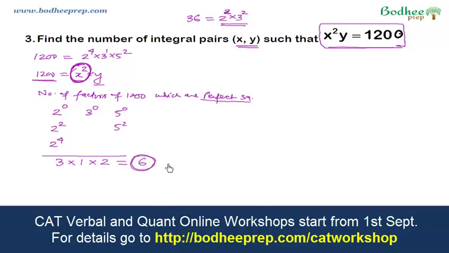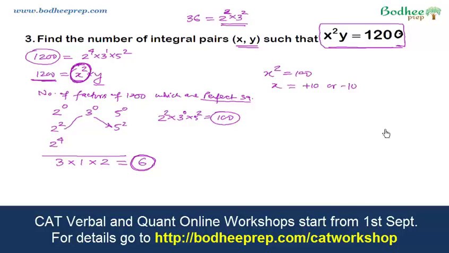So this basically gives us an idea that there are 6 factors of this number 1200 which are perfect squares, right? If I take this particular combination to get a factor which is a perfect square, it comes out to be 2 to the power 2 into 3 to the power 0 into 5 to the power 2, which comes out to be 100. So 100 is one such factor of 1200 which is a perfect square. Now if I assign the value of x square to be 100, then the value of x would be either plus 10 or minus 10, right?